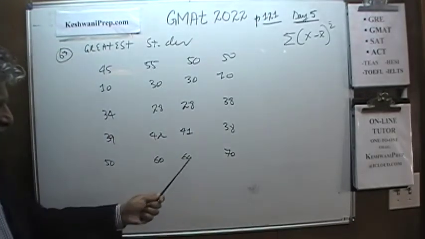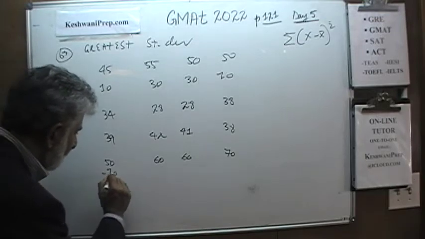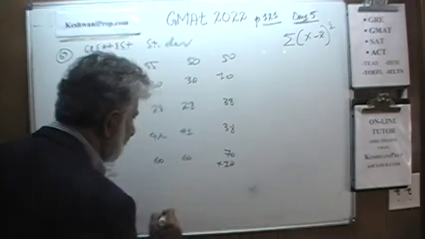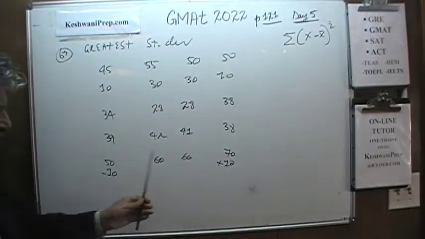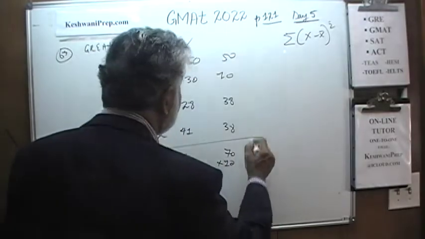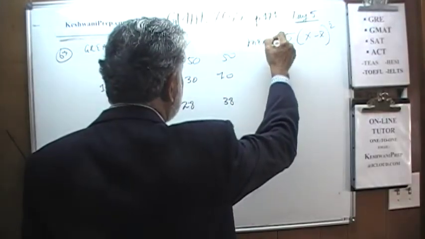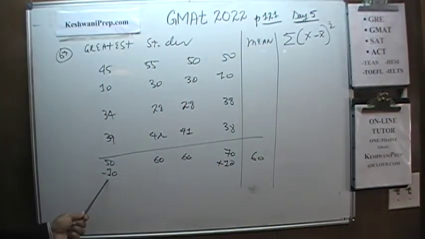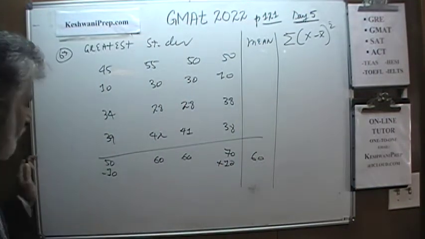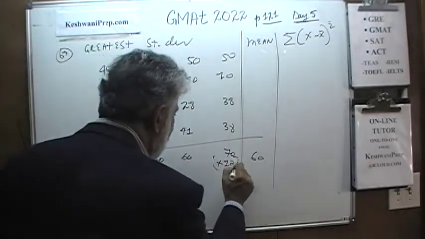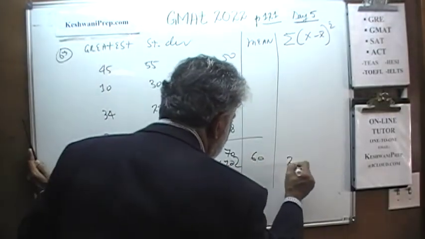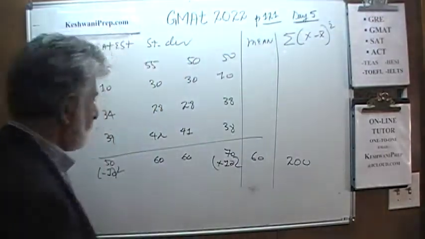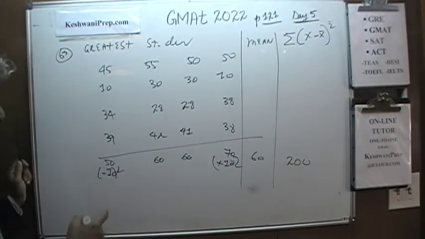Here, this is 60, this is 60, this is 10 less than 60, this is 10 more than 60, which means the average here is 60. If you square the deviations, we're going to get 10 squared and 10 squared, the sum of the squares of the deviations is going to be 200 here, but here it's going to be very little.